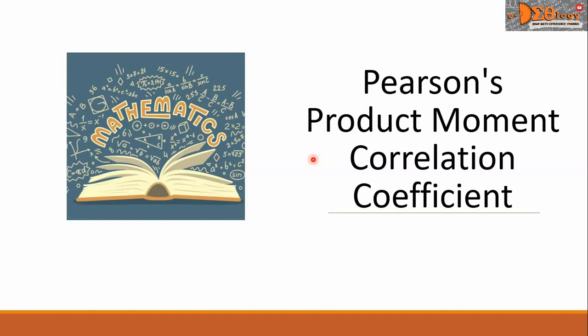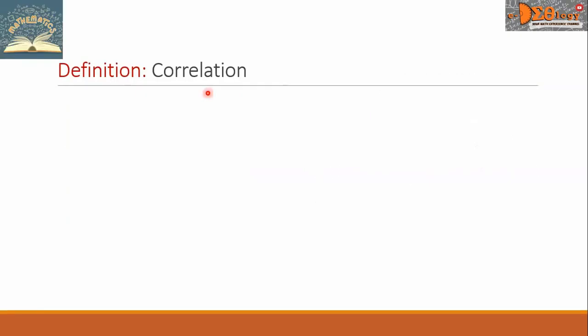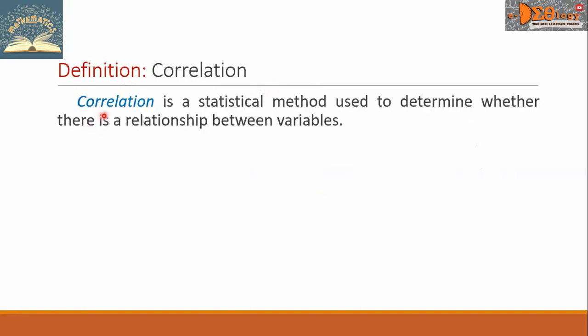Hi everyone. Today we're going to study Pearson's product moment correlation coefficient. Let us define correlation. Correlation is a statistical method used to determine whether there is a relationship between variables.